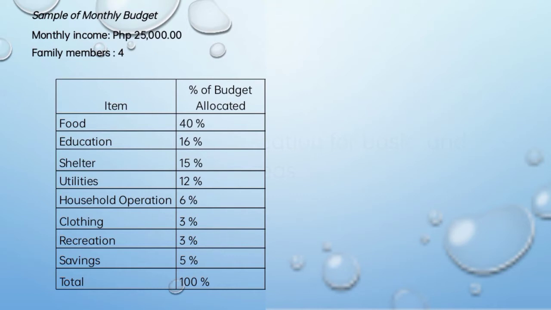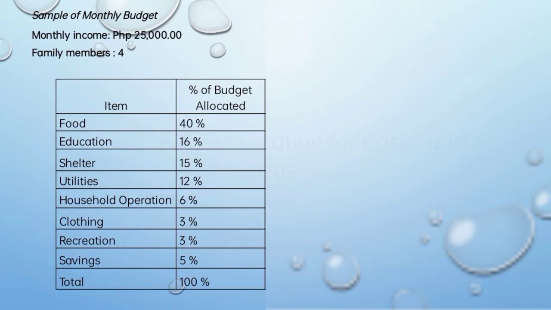So, for the allocated budget, we have here 40% for food, 16% for education, 15% for shelter, 12% for utilities, 6% for household operation, 3% for clothing, 3% for recreation, and 5% for savings. Meaning to say, ito yung allocated budget na kukunin natin dun sa 25,000 pesos.